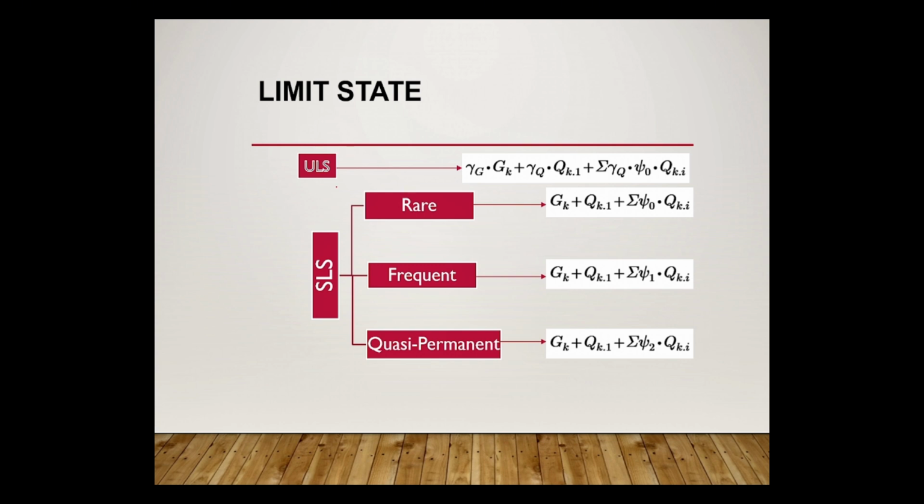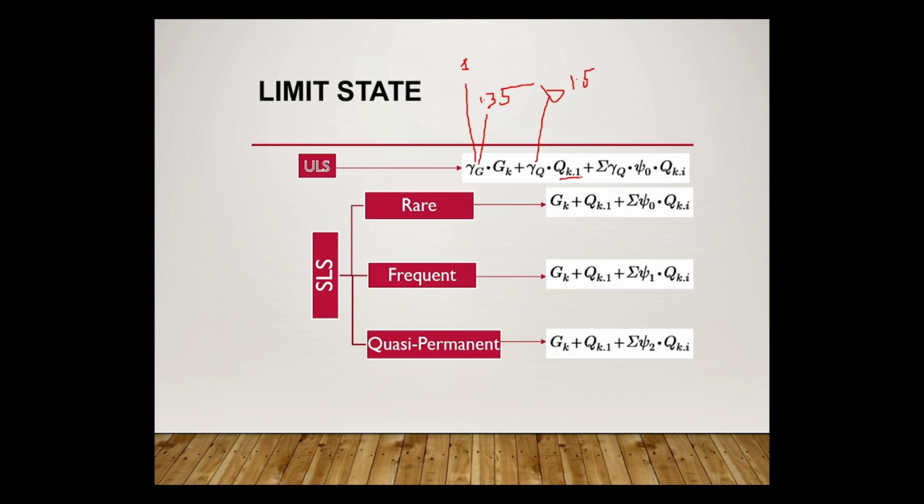For ultimate limit state, we have these equations where γG, as I explained earlier, can be 1.35 for unfavorable conditions, or it can be 1. It depends on which cases you are developing. This is the dead load. This γQ is always 1.5, as I explained earlier.